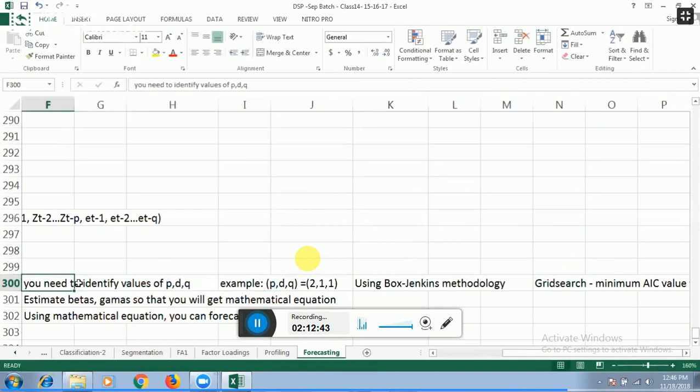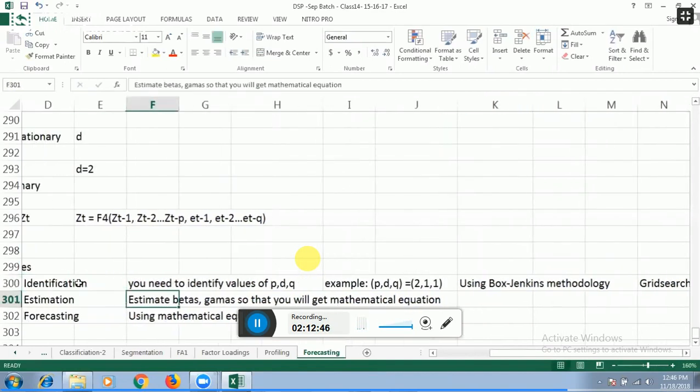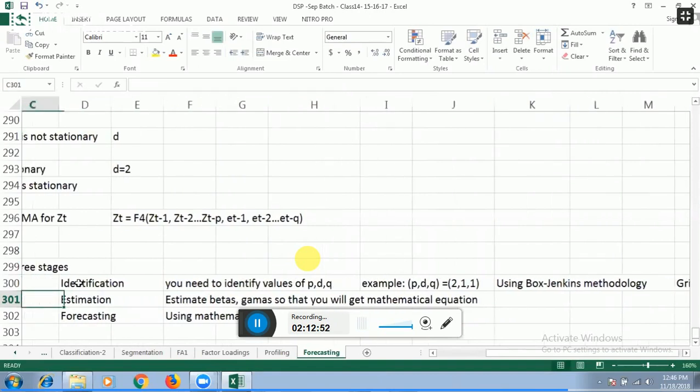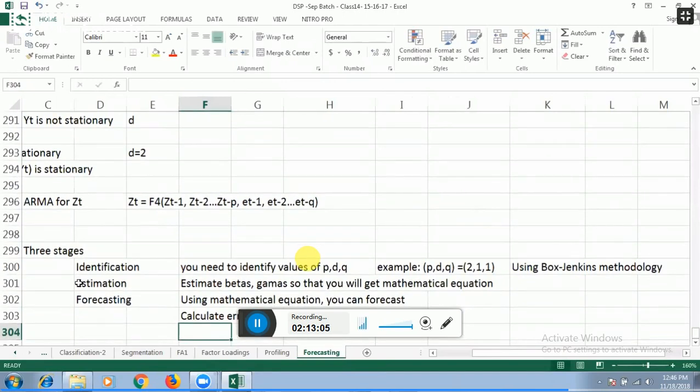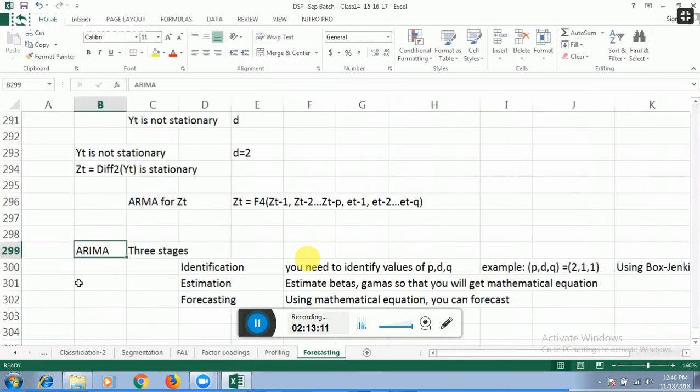Once you know this PDQ, then this is just like a regression to estimate the betas. So at the end of the day, it uses a simple concept like linear regression. And once you know the mathematical equation, you can forecast and calculate the errors, and that will tell me how good your model is. So this is the typical ARIMA process, how it works.